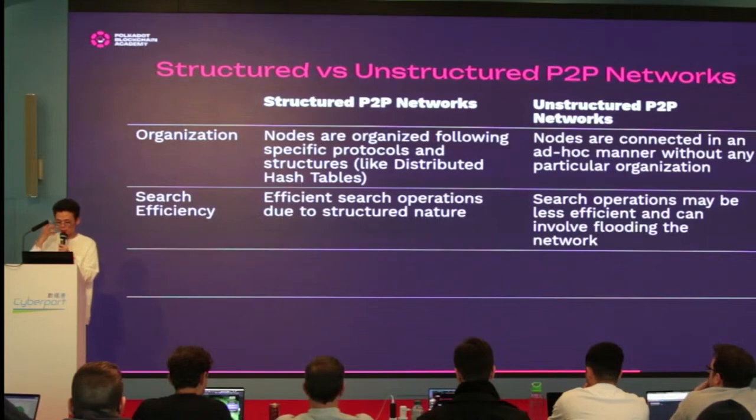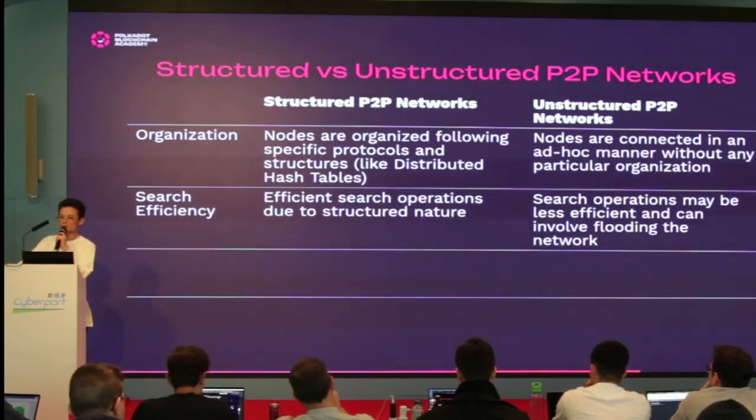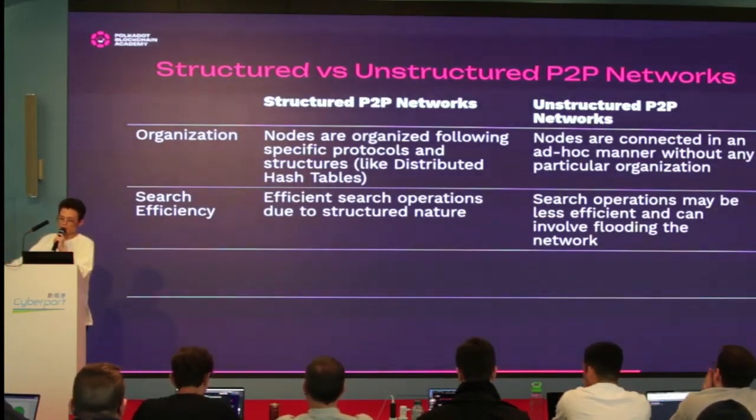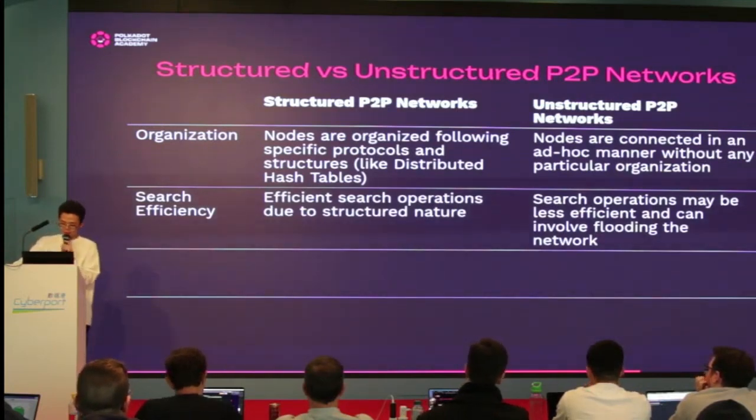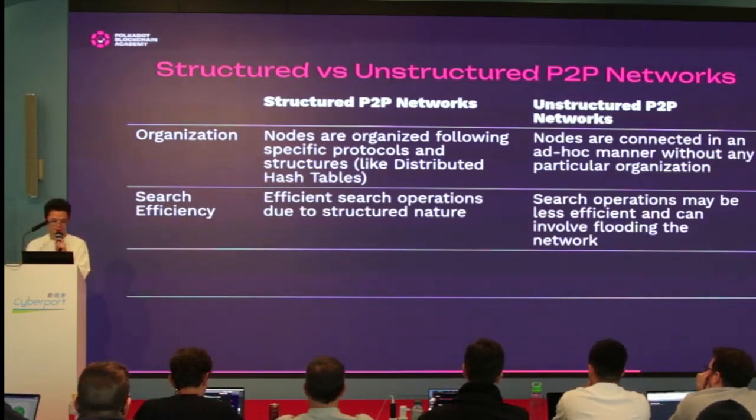Regarding an unstructured peer-to-peer network, the search efficiency may be lower and can involve flooding the network. It means that whenever you have a data request, you just send the request to everyone you are connected to. You do not know which nodes have the data you would like, so you just send the request out, and the network will be flooded or congested.